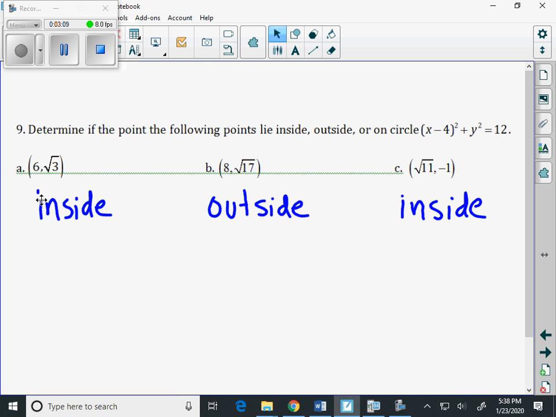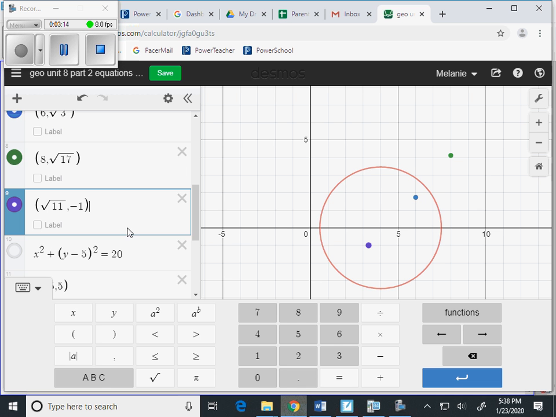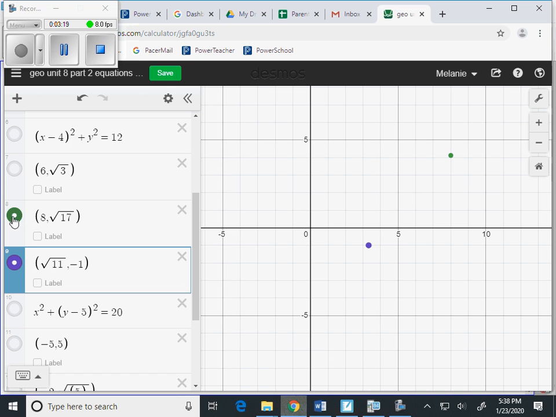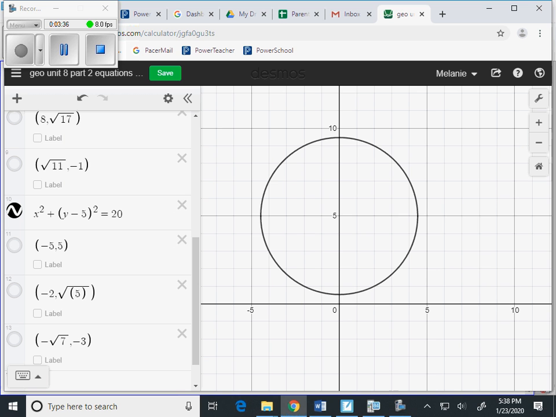Same idea for problem number 10. We'll go back to Desmos, turn those values off, and turn on our next circle, checking to make sure that I typed it in correctly. And I did. And I actually have these points typed in. So the first one is going to be 5, negative 5, 5. Well, we can see that that red point is outside of the circle.